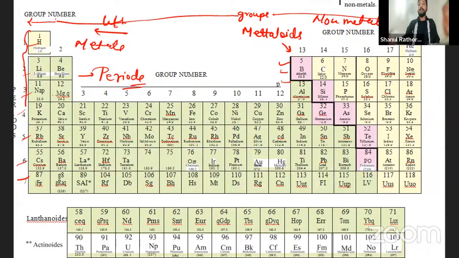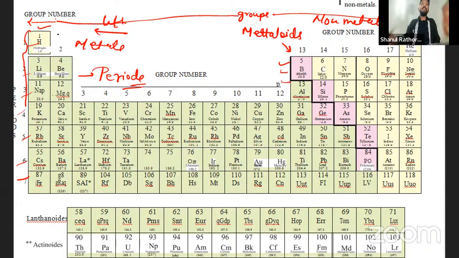Elements with similar properties belong to the same vertical column. For example, all the elements of the first group, as you can see, this is the first group, and all the 7 elements, as we count 1, 2, 3, 4, 5, 6, and 7, possess the same or similar properties in the vertical column.